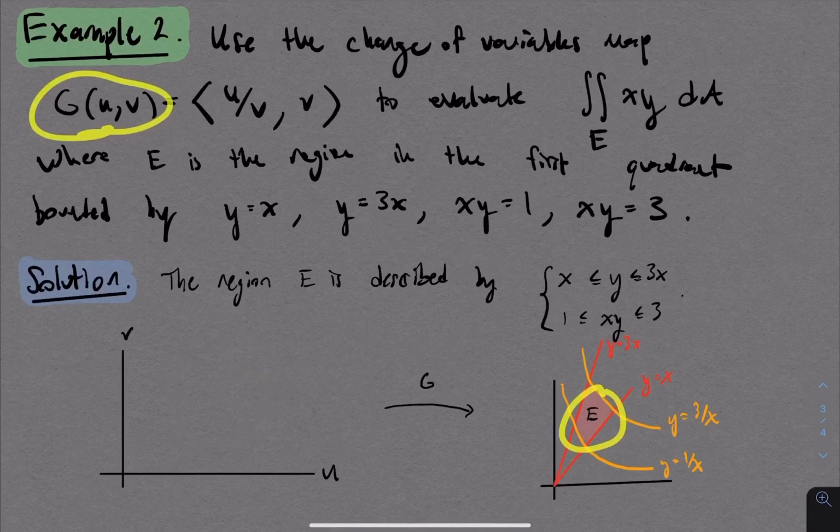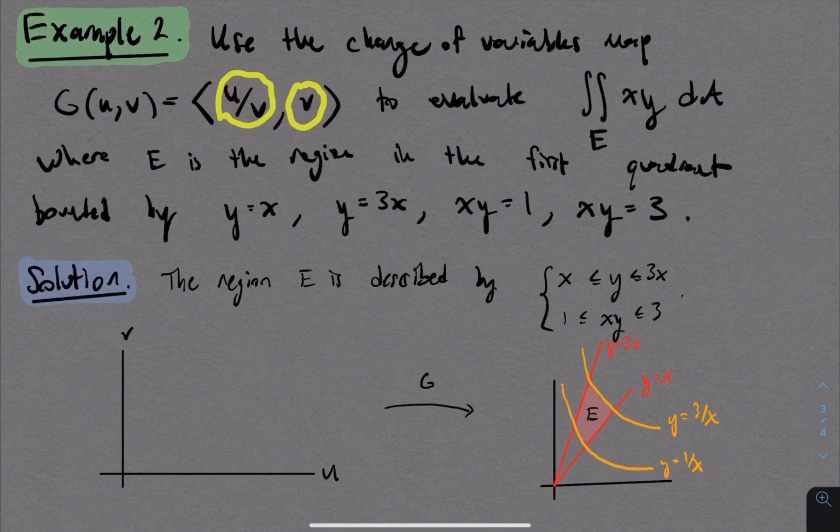In other words, what shape in the UV world do I feed into G to spit out this region E? In general, a good way to think about this is to look at the components of G. These are x and y respectively. I'll take this information and plug it into the inequalities that were given in terms of x and y to try to translate them into inequalities in terms of u and v.